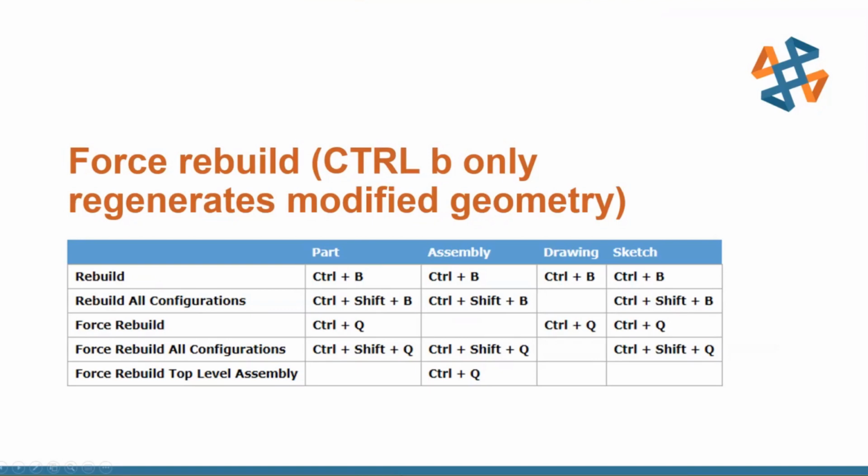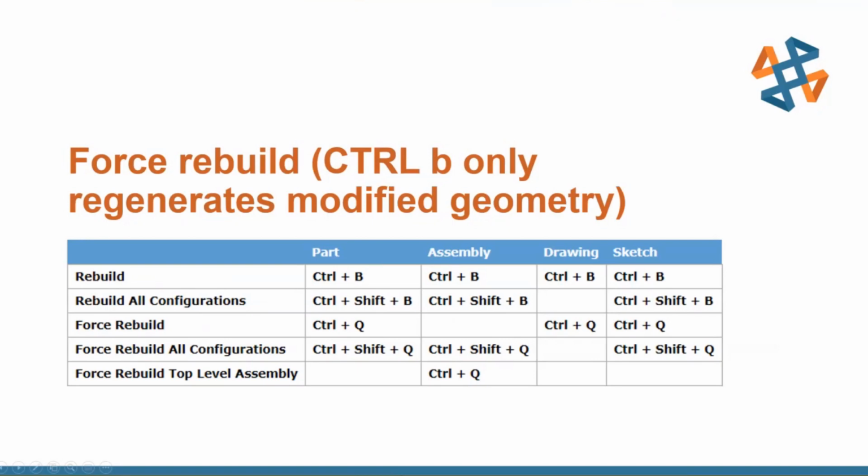Of course, Control Q that we just looked at for parts. Notice assemblies is skipped right here. Drawings and sketches, all works the same there. Control Shift Q, force regens all your configurations. That might take a while if you've got a complex part with many, many configurations.